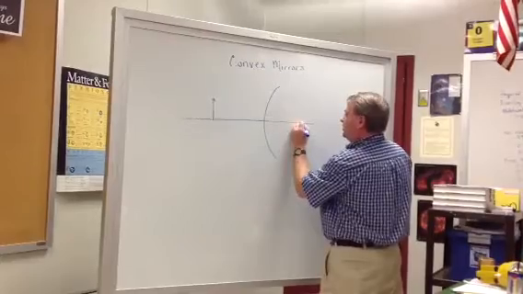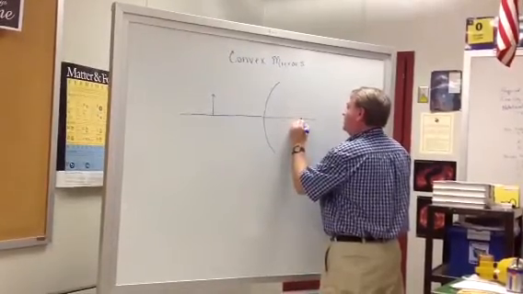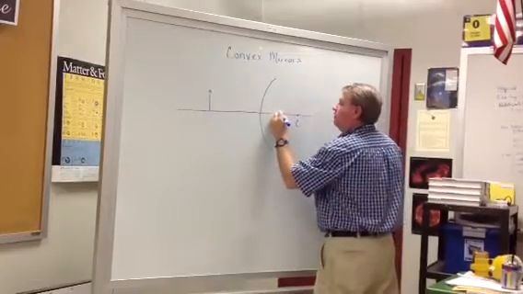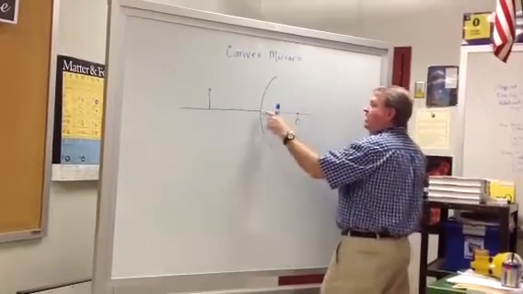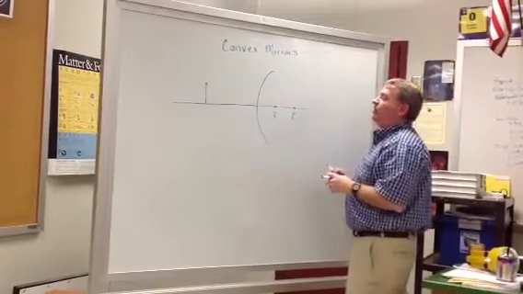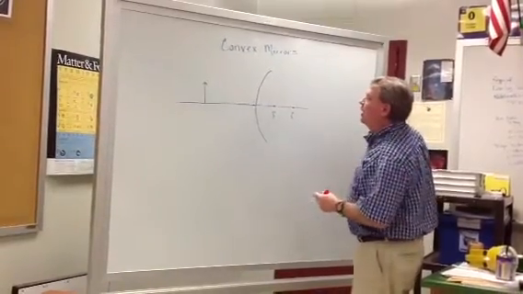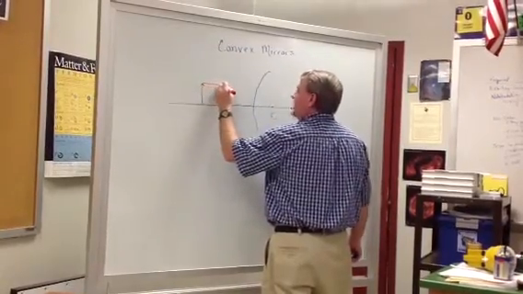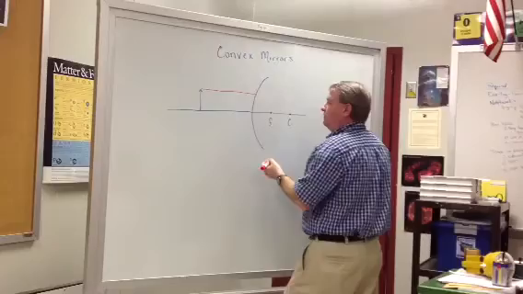We're going to draw C. This is the center of curvature. The focal point is halfway in between C and the surface of the mirror, so the focal point is here. And our three ray tracing rules are, if a ray of light comes in parallel to the primary axis, it's going to pass to the focal point.